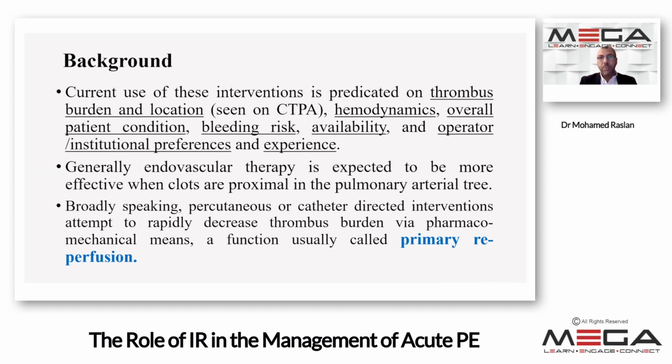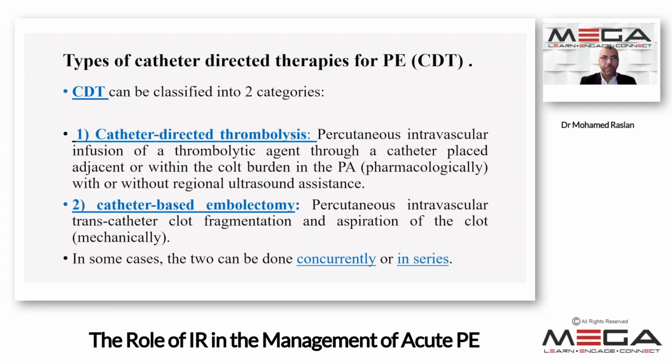Broadly speaking, percutaneous or catheter-directed intervention attempts to rapidly decrease the thrombus burden via pharmacomechanical means, a function usually called primary reperfusion. We have 2 types of catheter-directed therapies, mainly. First is the catheter-directed thrombolysis, which is the percutaneous intravascular infusion of thrombolytic agent through a catheter placed adjacent or within the clot burden in the pulmonary artery, pharmacological, with or without regional ultrasound assistance. Second, we have catheter-based embolectomy, which is the percutaneous intravascular transcatheter clot fragmentation and aspiration of the clot mechanically. In some cases, the two can be done concurrently or in series.